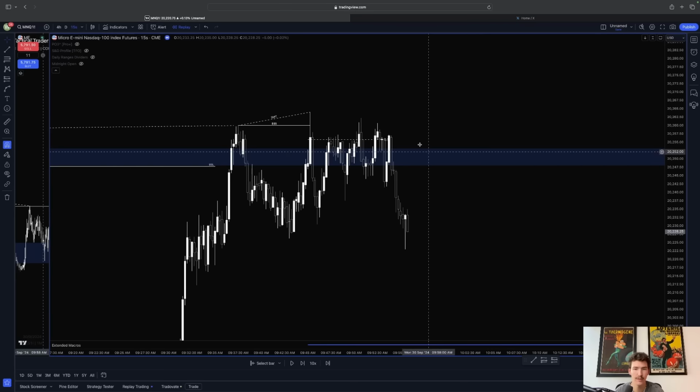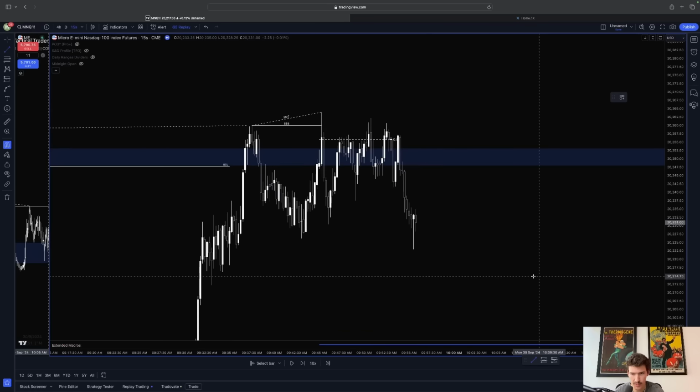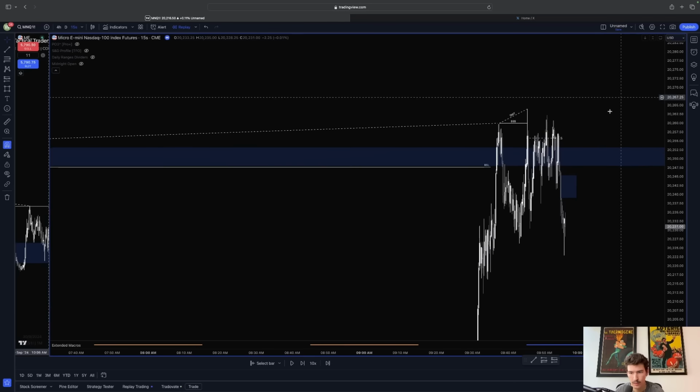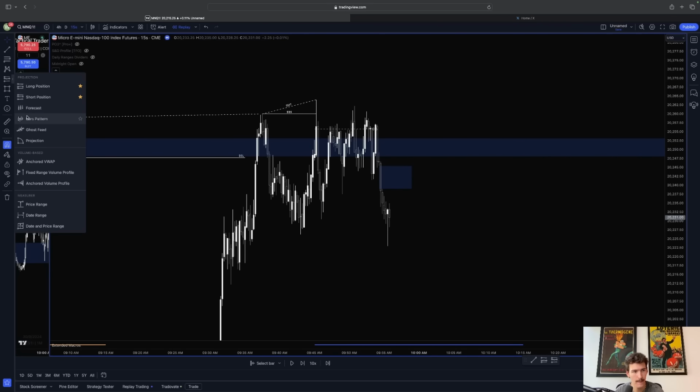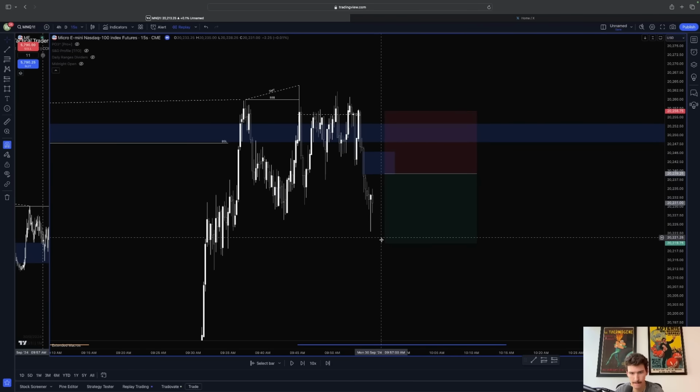Boom. Displacement to the downside. We've had our change in the state of delivery. We've displaced through these lows, and we opened up a fair value gap. I then look to take a short. Stop at the recent high.